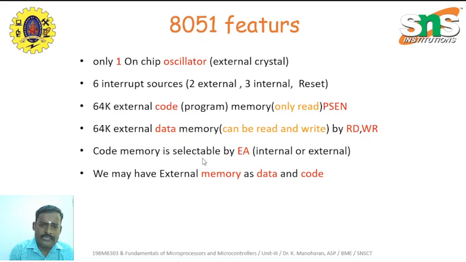Code memory is selected by External Access, that is EA, for internal or external memory. By using this EA line, we can select internal or external memory. We may have external memory for data and code. So we can use external data memory, and similarly external code memory, depending upon the application.